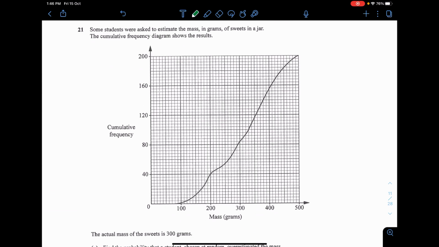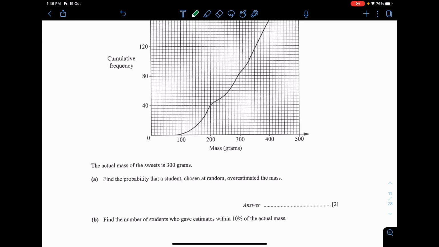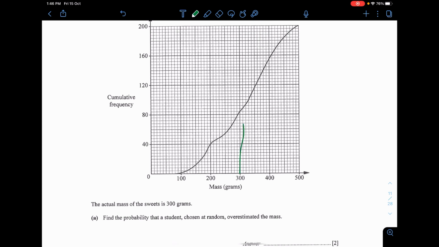Next, 21. Some students were asked to estimate the mass of sweets in a jar. The actual mass is 300. Find the probability that a chosen student overestimates. Okay, 300 grams is here, which corresponds to this number here. One small gap here should be 2 units. No, 4 units, my bad. If you read carefully, this one is therefore 84.